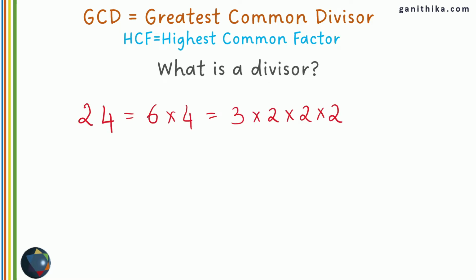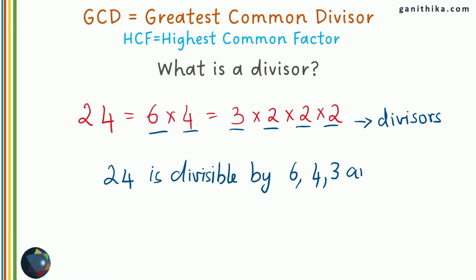Let's say 24 can be written as 6 times 4, or it can also be written as 3 times 2 times 2 times 2. So we can see that 6 times 4 means if you divide 24 by 6, you get 4. So 24 is divisible by 6. 24 is divisible by 4 as well, because when you divide 24 by 4, you will get 6. In the same way, all these numbers can divide 24, therefore they are called divisors. So the numbers that can divide the number are called divisors. So 24 is divisible by 6, 4, 3 and 2. Therefore 6, 4, 3 and 2 are called the divisors of 24.